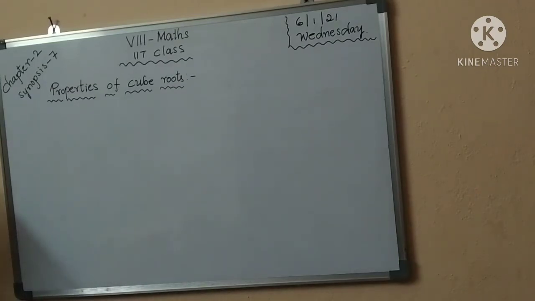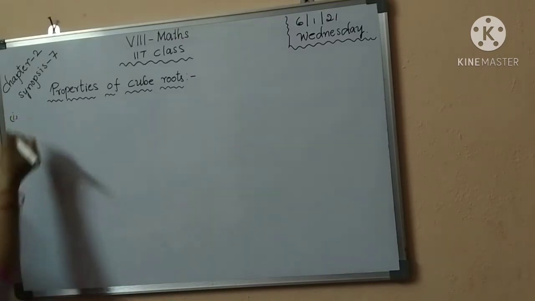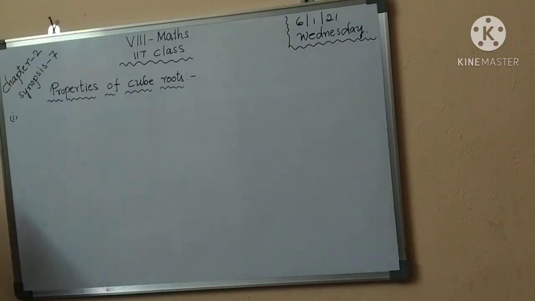In the previous class, up to synopsis 6 of chapter 2 was completed. Today we are discussing synopsis 7, that is properties of cube roots. So that is the first point. Properties of cube roots, first point.